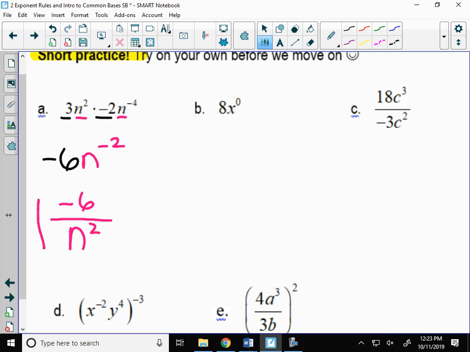Okay, so we want to get rid of those negative exponents. It didn't say that in the directions. I should have said that, but does that make sense for that one?